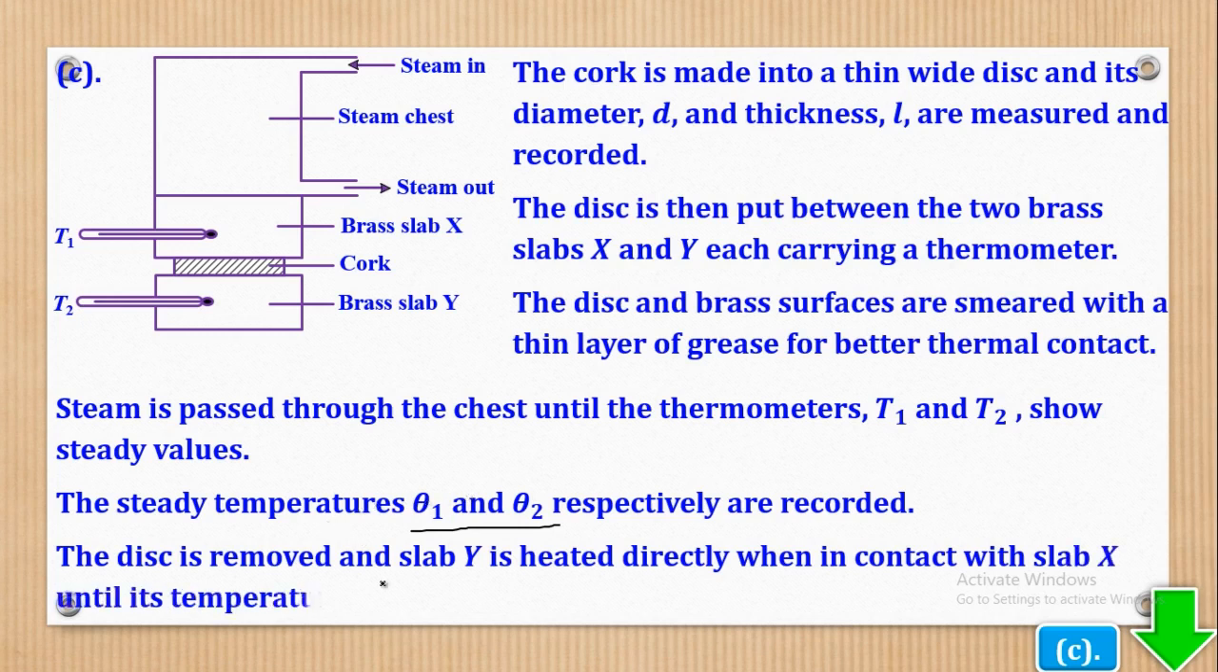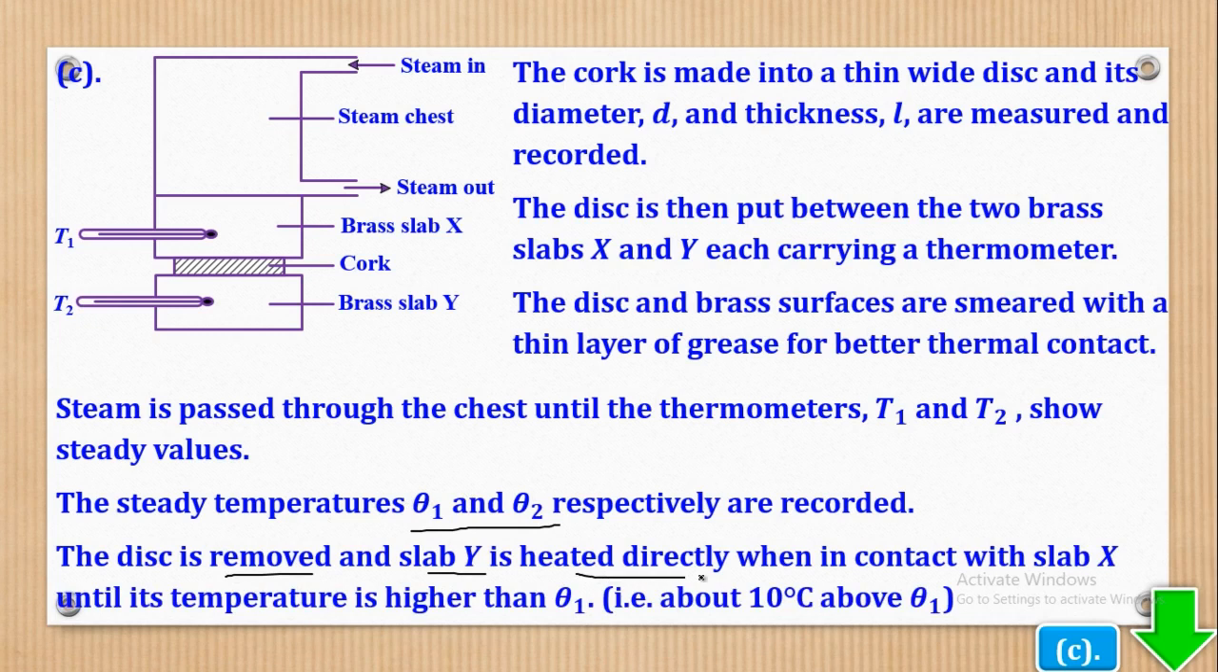After recording, the disc is removed and slab Y is heated directly when in contact with slab X until its temperature is higher than theta1 by say 10 degrees Celsius. So we are going to remove this copper so that there is contact between this and this, and it will be heated until the temperature is higher than that of theta1. So for this slide, that's how marks will be awarded. So let's go and continue with the experiment.